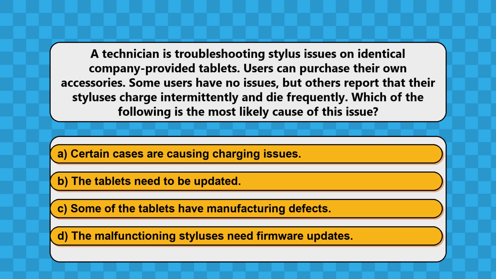Question 10. A technician is troubleshooting stylus issues on identical company-provided tablets. Users can purchase their own accessories. Some users have no issues, but others report that their styluses charge intermittently and die frequently. Which of the following is the most likely cause of this issue? Option A. Certain cases are causing charging issues. Option B. The tablets need to be updated. Option C. Some of the tablets have manufacturing defects. Option D. The malfunctioning styluses need firmware updates.